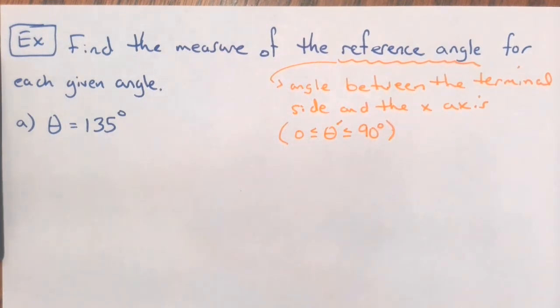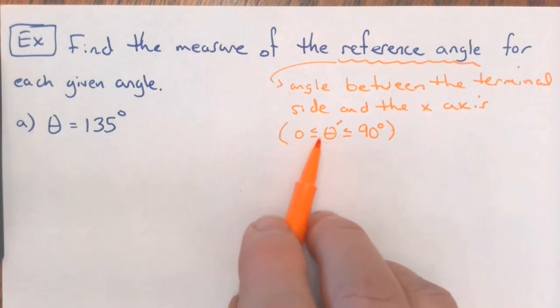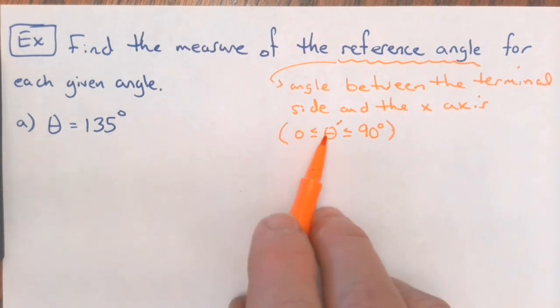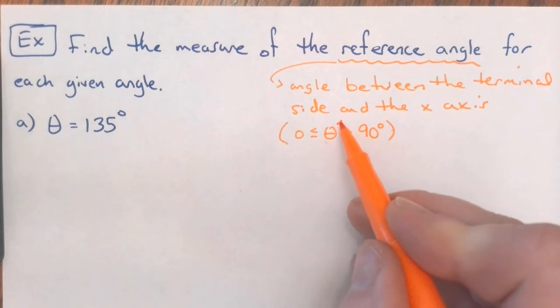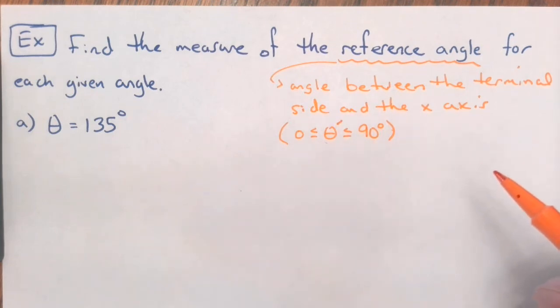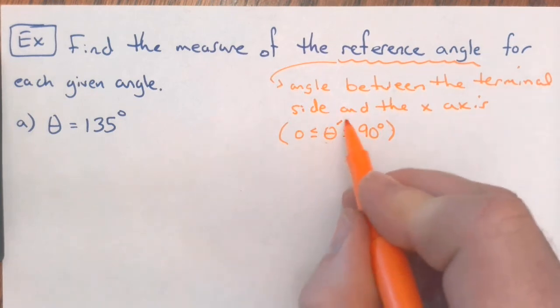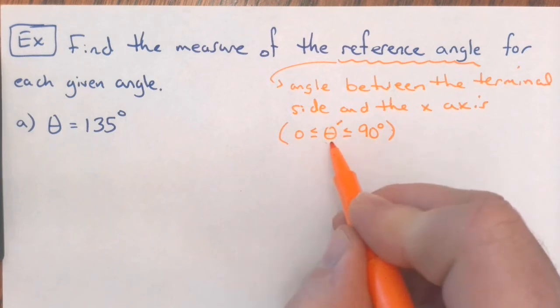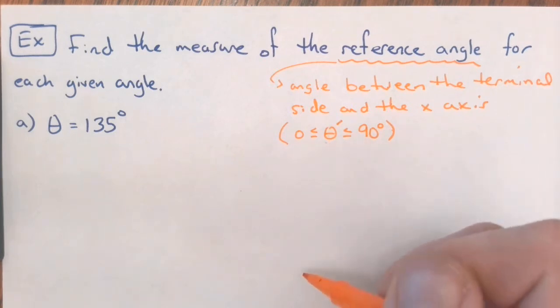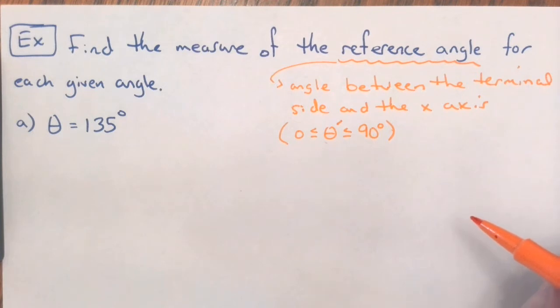Your terminal angle, which many books use the same Greek letter for as the given, but with a little apostrophe there, they usually call that prime. So that is the symbol that many books use for the reference angle. The reference angle is going to be acute. It's going to be between 0 and 90 degrees.